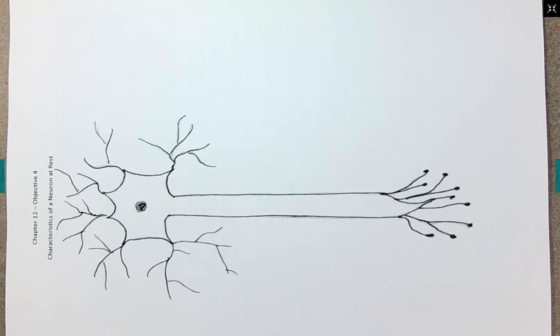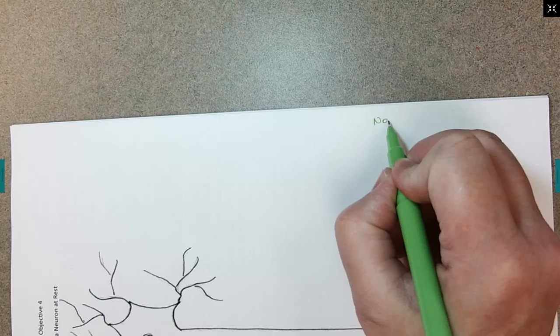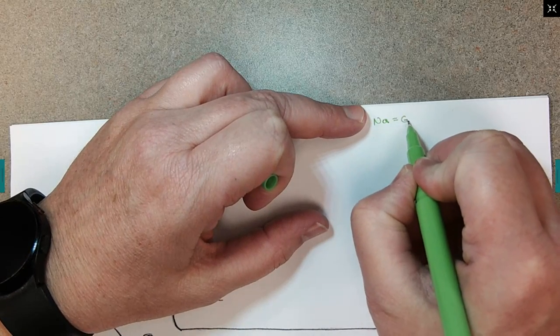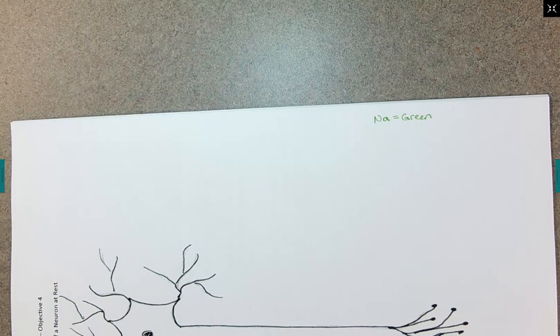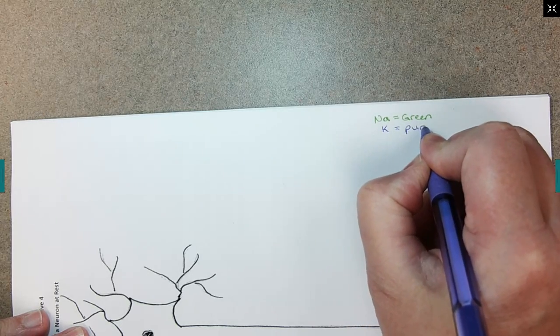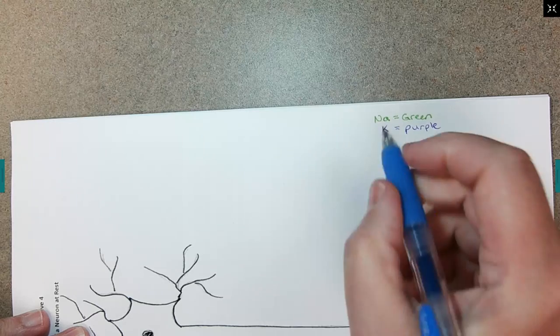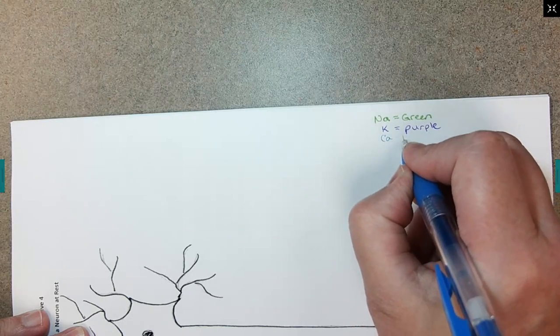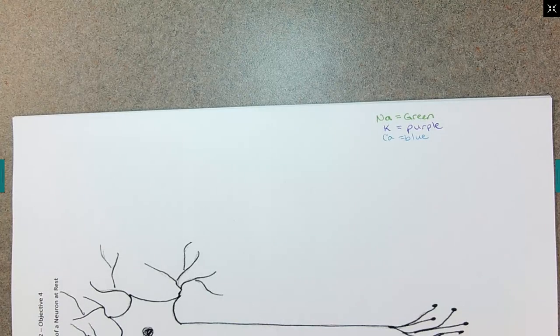I do want to let you all know I am color coding the rest of this unit. Every time we need to use sodium, sodium is going to be green. I'm just going to put a little key up here. From here on out, we're going to represent sodium as green, potassium as purple, and calcium as blue. So that's our color code.